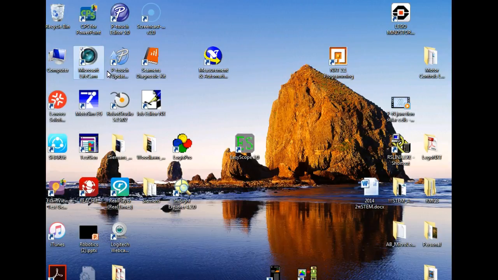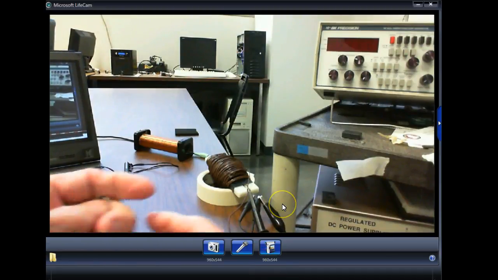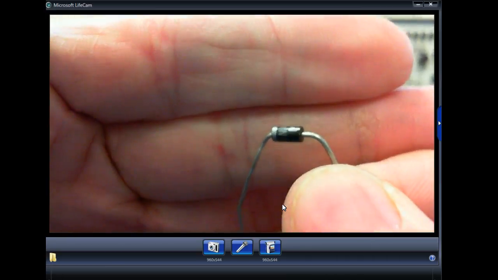So this is a pretty standard diode, and I need to go in there and get my diodes out. My miscellaneous diodes, as soon as my camera comes up. Come on, come on. We'll try to get it to focus in on this.